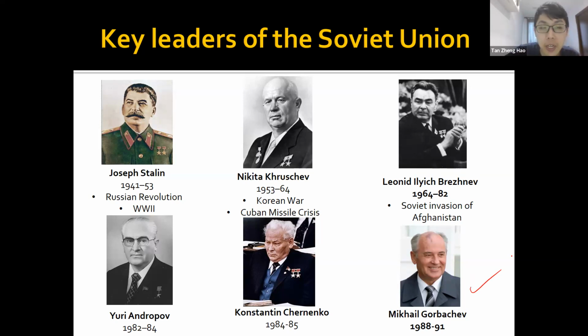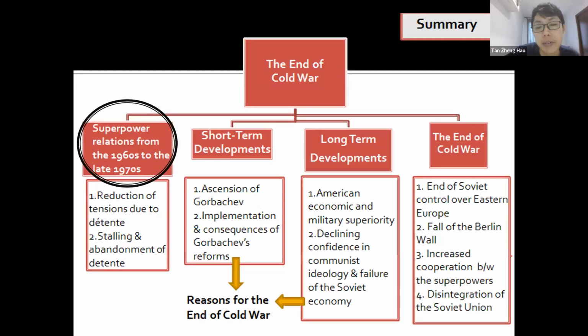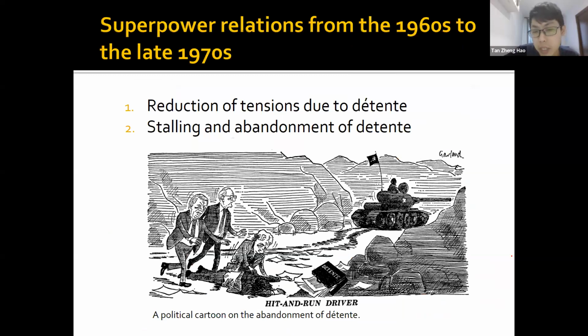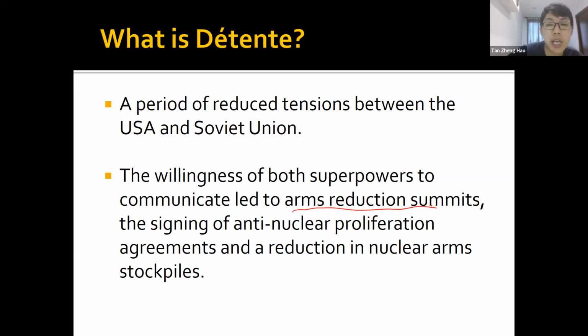All right. So what were their relations like between the 60s and 70s? We're going to focus on these two parts: reduction of tension and the abandonment of détente. Détente means to try and build friendly relationships again. So we're going to look at how they became friendly and suddenly became not friendly again within the 60s to 70s. So why did they reduce tension? When you say reduce tension, we are looking at arms reduction, and also at the countries themselves being less unfriendly to each other.